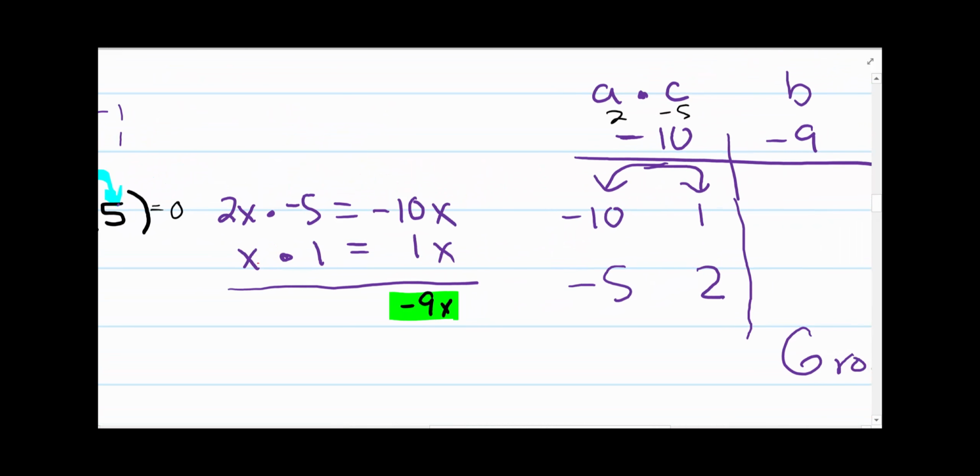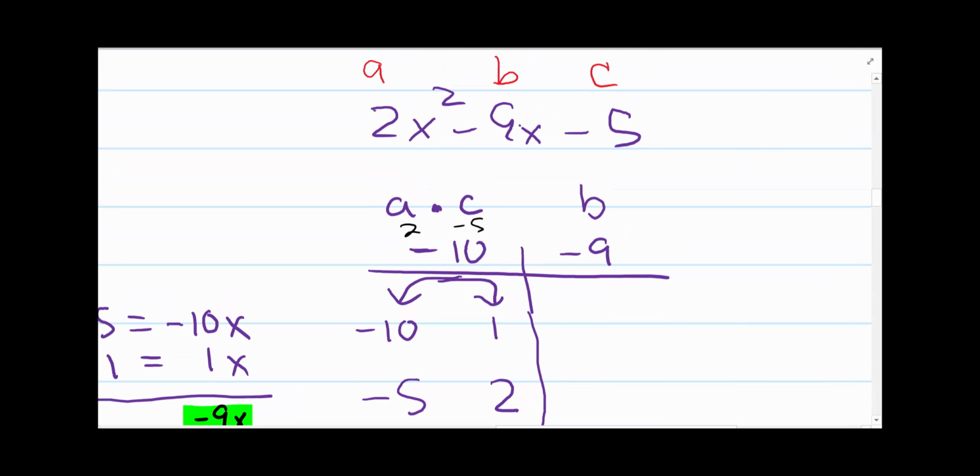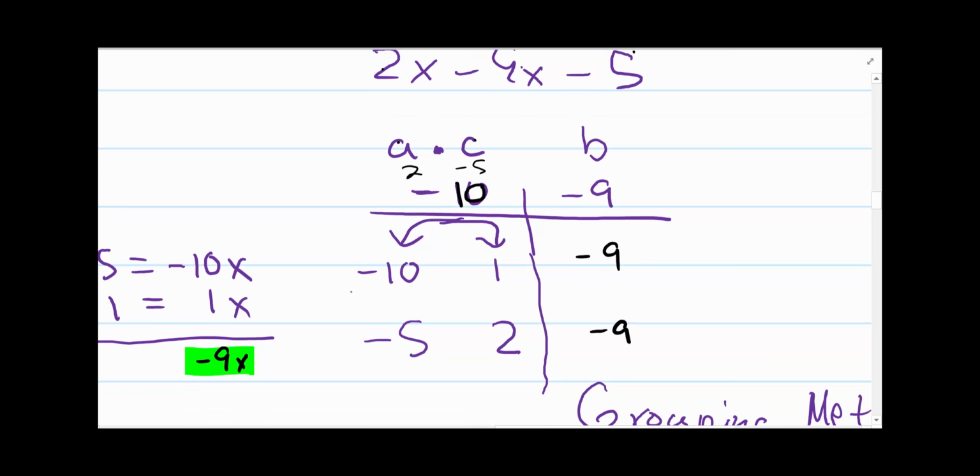Now, for those of you who prefer the table method, this is the process. When you have this quadratic, and here I've labeled A, B, C, it's A times C, so 2 times -5 is -10. Factors of -10 that add up to -9. So which factors are they? Right here, but be careful.